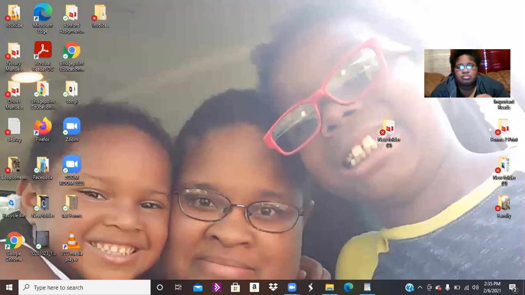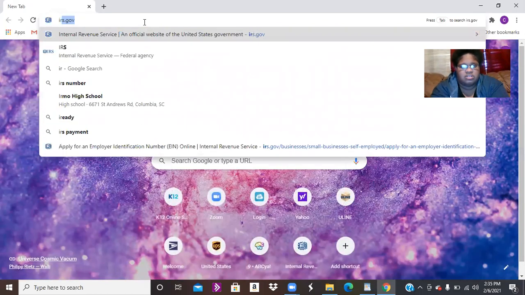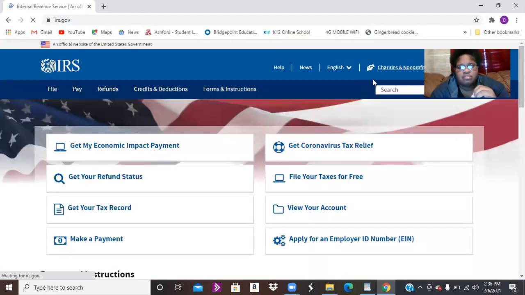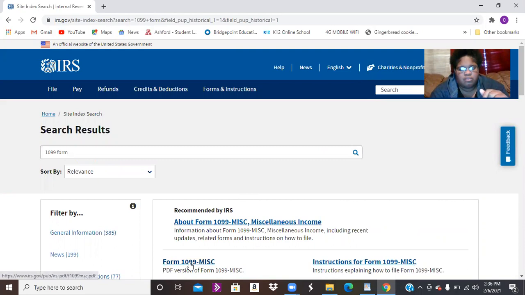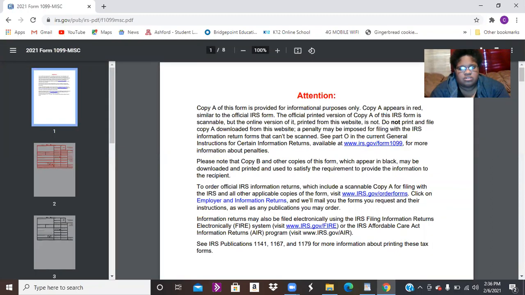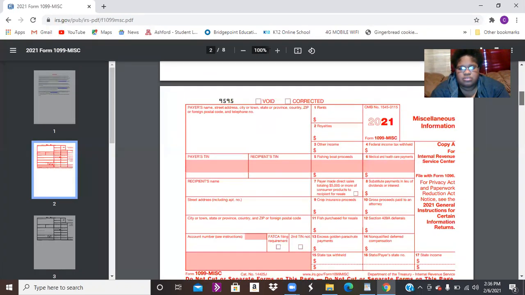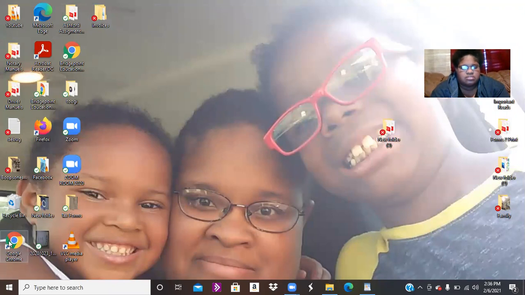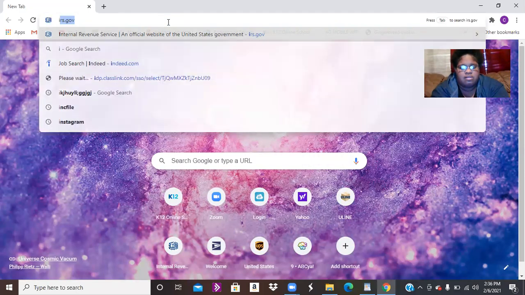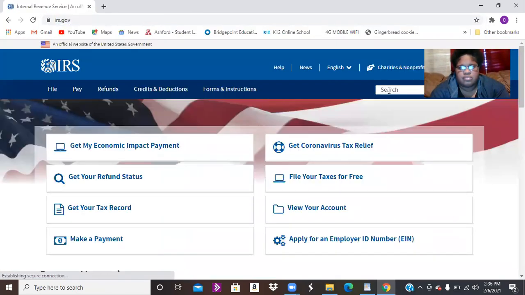So let me pull that form up for you guys. Hold on. So we're going to go to irs.gov, and we're going to pull up the 1099 form. All right, so we're going to slide it down. So this is what it looks like. And this ain't the right one. Oh, dang. I closed the whole thing off. That was not the right 1099 form.